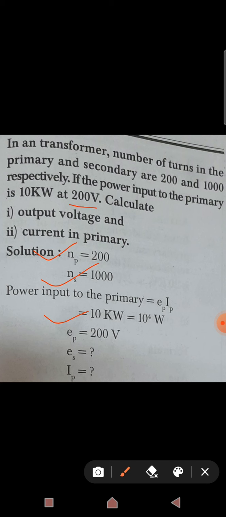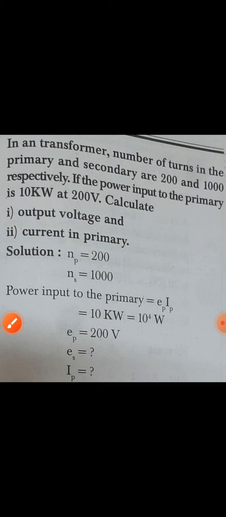Now EMF of the primary is also given, that is 200 volt. What we have to calculate? Output voltage, means the EMF of the secondary, and the current in the primary, IP. So here two things we have to calculate, and such kind of question may be asked for 2 marks. Okay, I hope you have understood the given and to calculate. Friends, while writing the numericals, you can pause the video and note down the question properly, then write down the given data and then go to the solution.